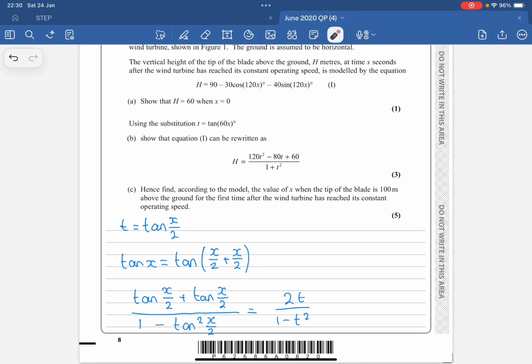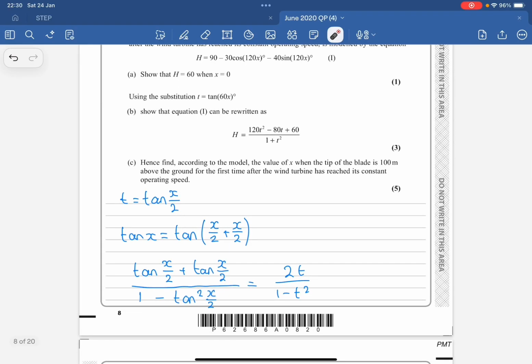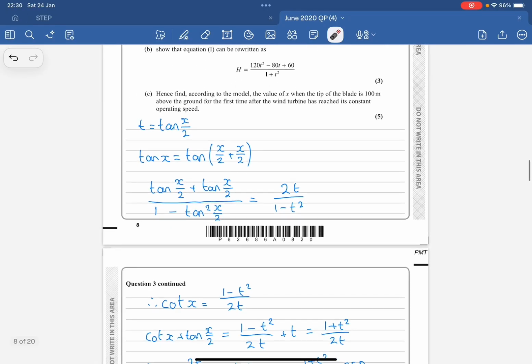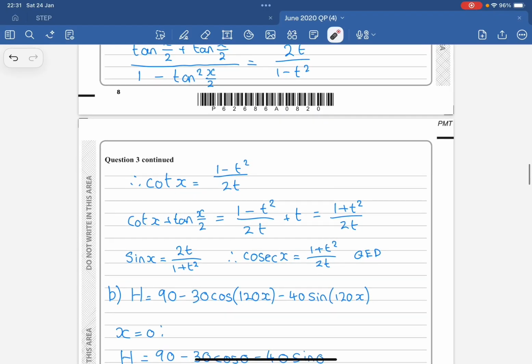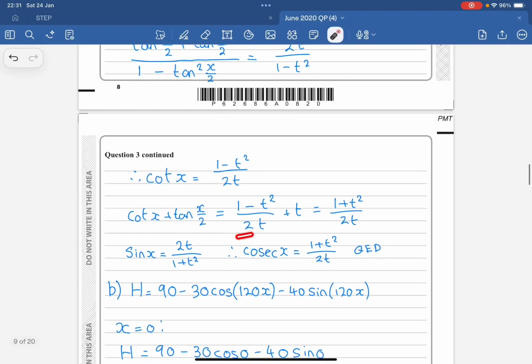Using the addition formula for tan, we can write it like this. So yeah, you know that probably. Which of course is 2t over 1 minus t squared. So therefore, cot x is 1 minus t squared over 2t. So therefore, cot x plus tan x over 2 is this, which is also 1 plus t squared over 2t.